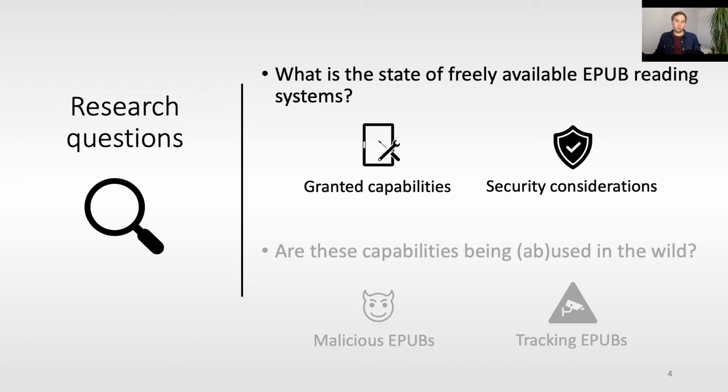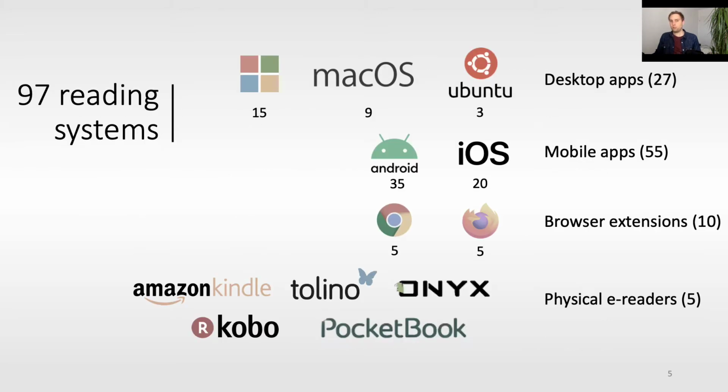To answer the first question, we collected 92 of the most popular free reading systems across 7 different platforms, and additionally 5 physical e-readers. As a side note, Amazon reading systems do not support Epubs, but here we used a conversion tool to convert the Epubs to a compatible format. When you are to evaluate such a large collection of applications, you better automate it, right? So this is what we did as much as possible, however crippled by the large variety of different user interfaces.